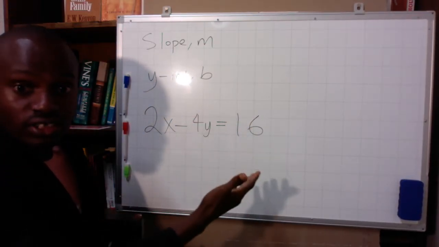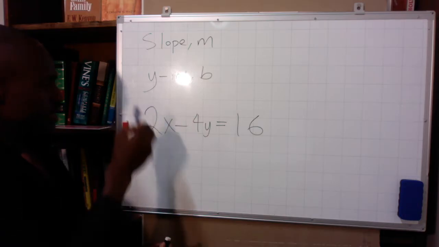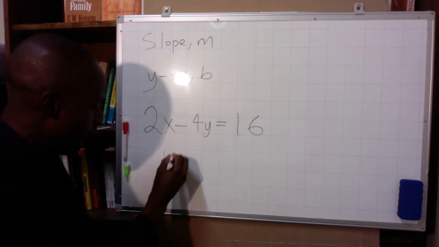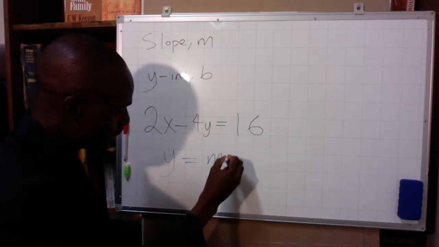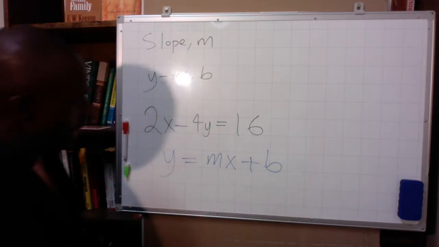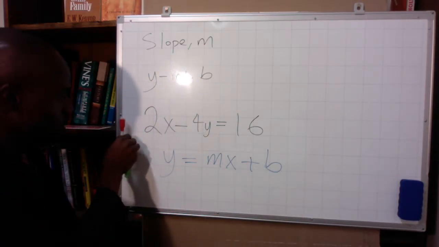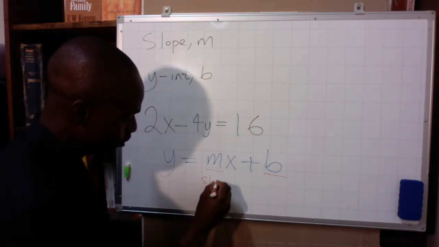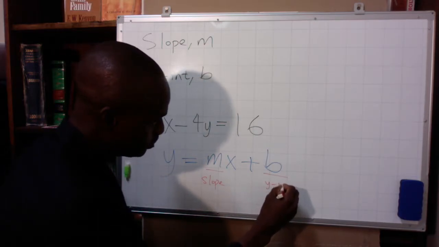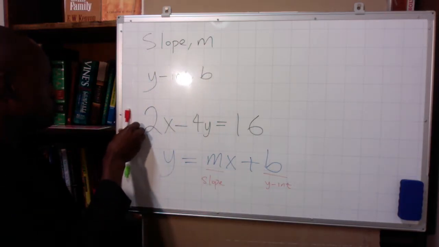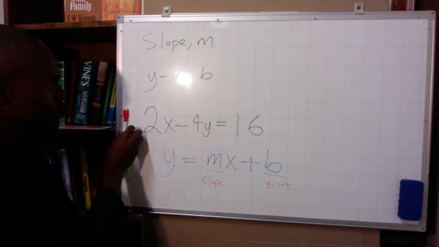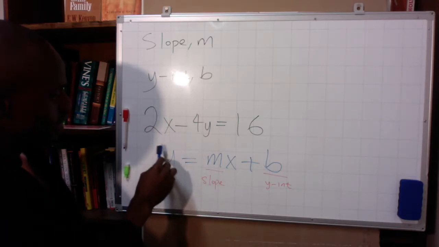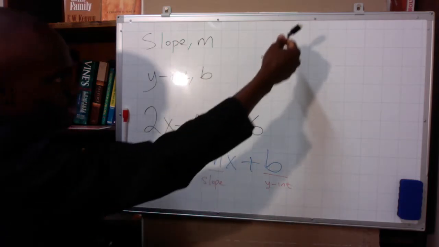The key to solving this question is to realize that we have to rearrange these terms into the form y equal to mx plus b, at which point this becomes our slope and this becomes our y-intercept, right? Slope and the y-intercept. So this turns out to be an exercise in moving things around. We need to get y by itself and we need to get the 2x to the side.